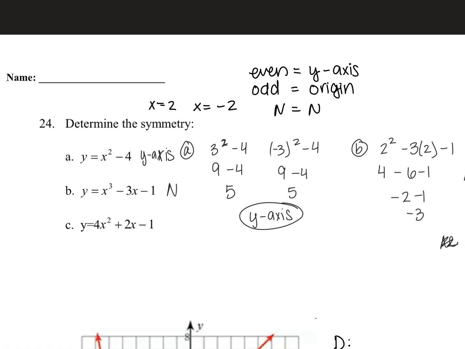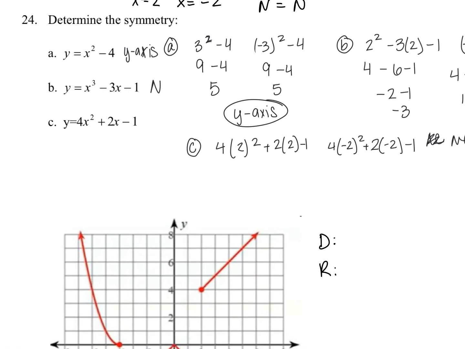So C, same thing. 4 times 2 squared plus 2 times 2 minus 1. 4 times negative 2 squared plus 2 times negative 2 minus 1. So going ahead and solving this one, I'm going to get 4 times 4 plus 4 minus 1. 4 and 4 is 16 plus 4 minus 1. I'm going to get 20 minus 1, which would give me 19.